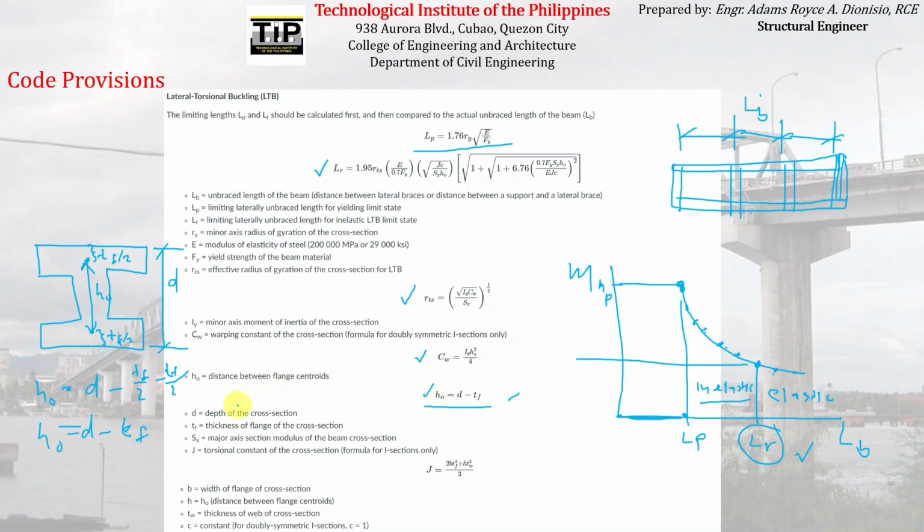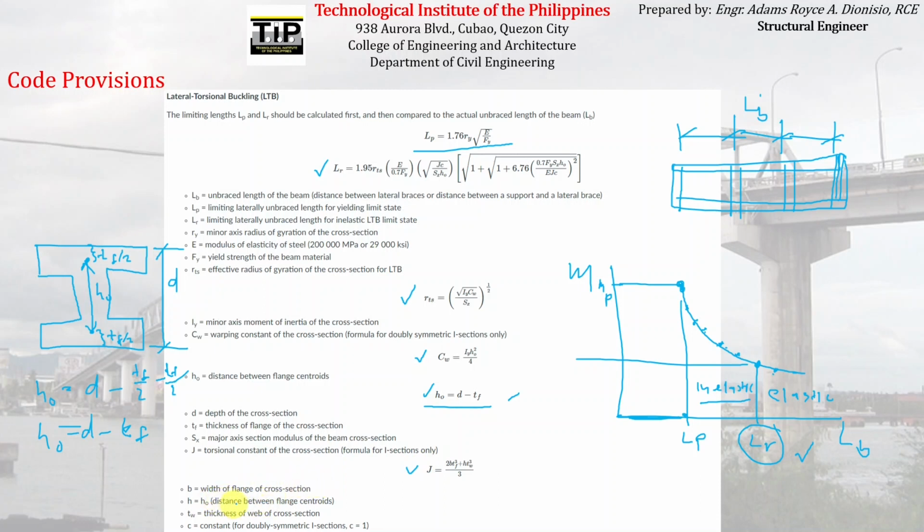Okay, yung d, depth of the cross-section, tf, thickness of the flange of the cross-section, Sx is the major axis section modulus of the beam, J is the torsional constant of the cross-section, which is equal to this, which is for I sections only: 2 b tf cubed plus h tw cubed over 3. Wherein b is the width of the flange of the cross-section.